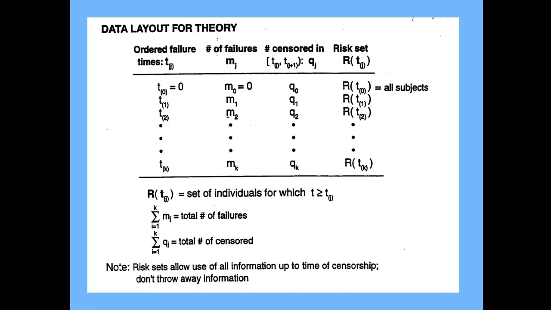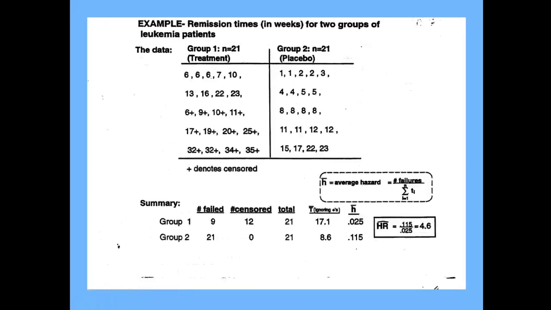It's the earliest time that somebody failed. Okay? And T sub 2 is the second earliest time that somebody failed, the next earliest time. And T sub K is the latest time that somebody failed. So if I actually go to this, it's on the next slide.